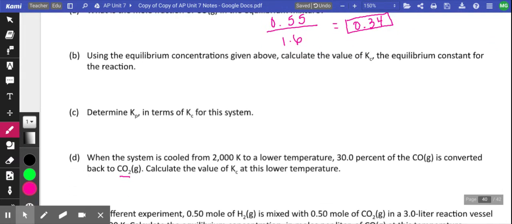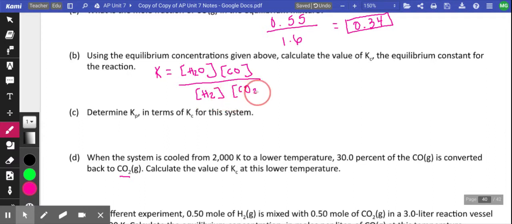Now in the next question, they want me to use those concentrations to calculate the value of K. Remember, my K is going to be the concentration of my products over the concentration of my reactants, all raised to their powers of their stoichiometric coefficients. So I'll have the concentration of H2O times the concentration of CO over the concentration of H2 times the concentration of CO2. And again, they give me those equilibrium concentrations here.